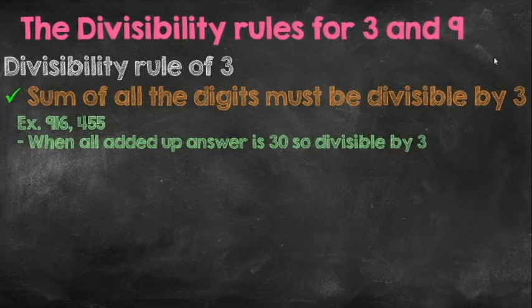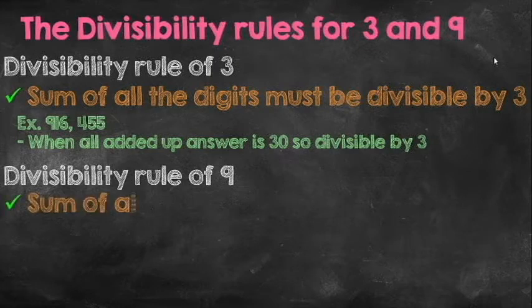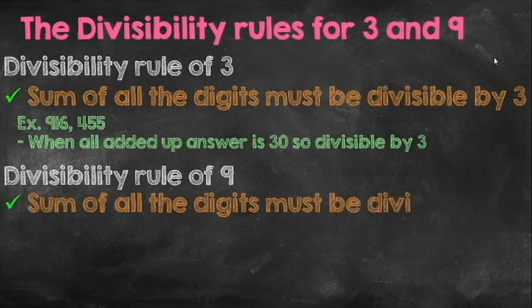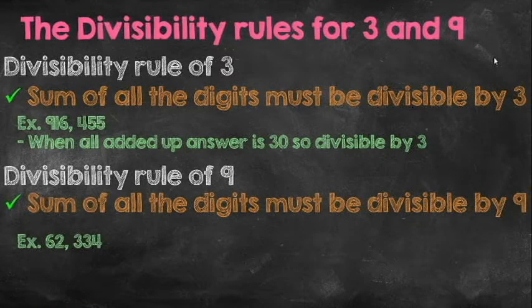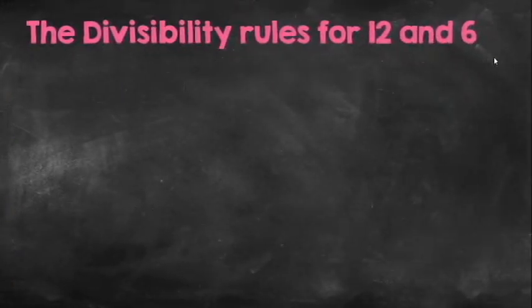The divisibility rule of 9 is somewhat like the divisibility rule of 3. The sum of all the digits must be divisible by 9. An example of this is 62,334. 62,334, when all added up, the answer is 18, and 18 is divisible by 9.